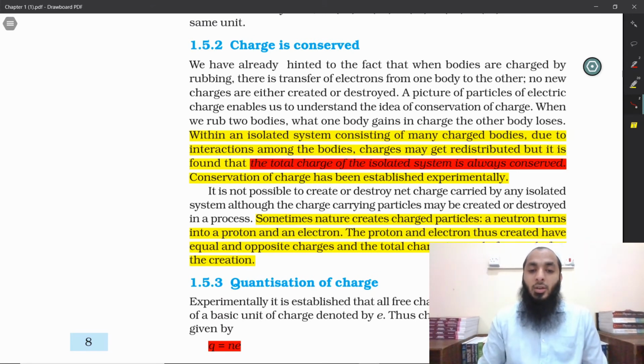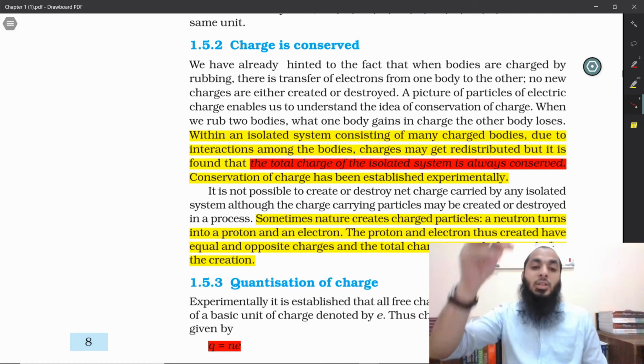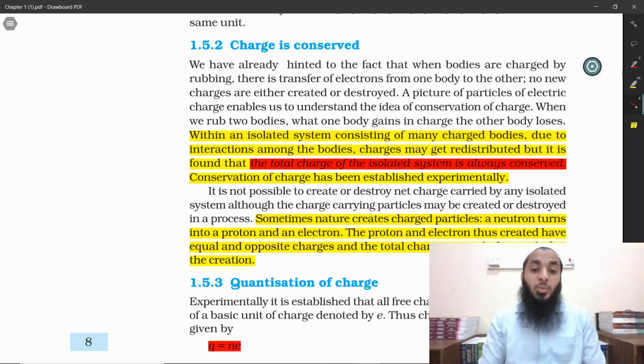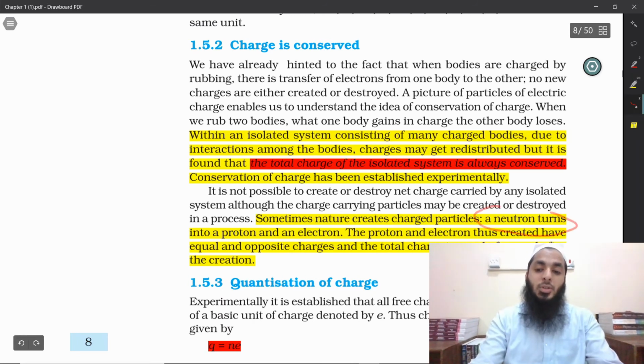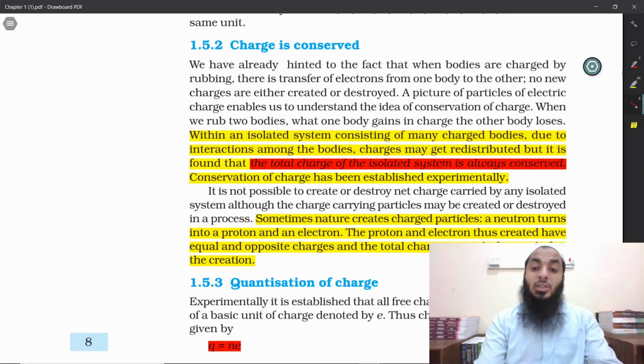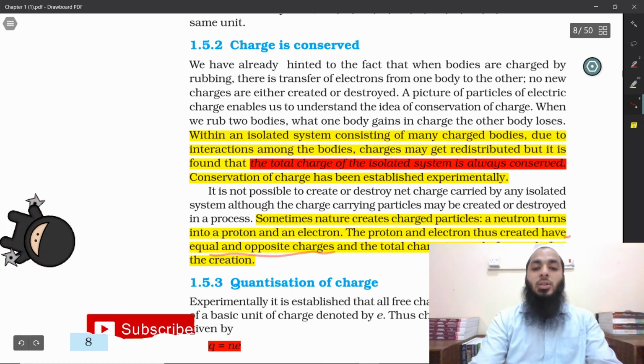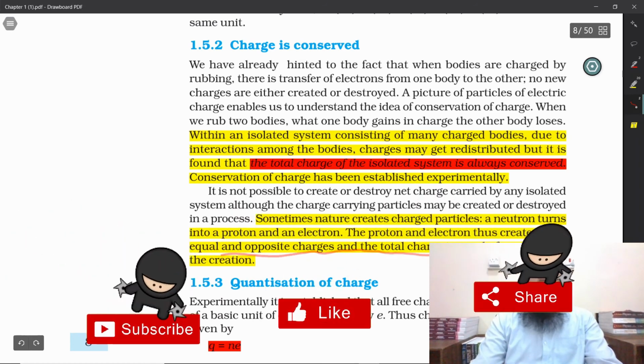You might have already learned in chemistry and in physics that electrons are revolving in the orbits outside the nucleus. Then how can the nucleus produce electrons? It's by such a process. A neutron turns itself into a proton and an electron. But the net charge will still be zero. Earlier it was a neutron, so net charge was zero. Now it has become a proton and an electron, and we know that the charge of a proton is plus e and the charge of an electron is minus e. So it will get cancelled. The proton and electron thus created have equal and opposite charges, and the total charge is zero before and after the creation.